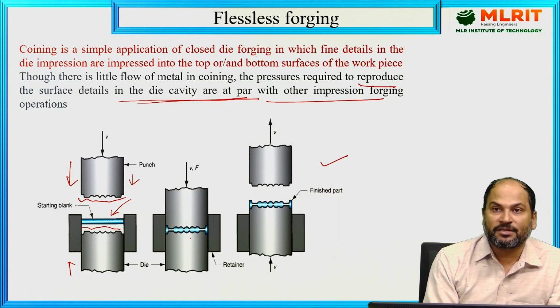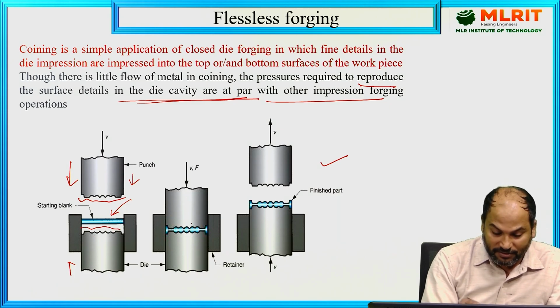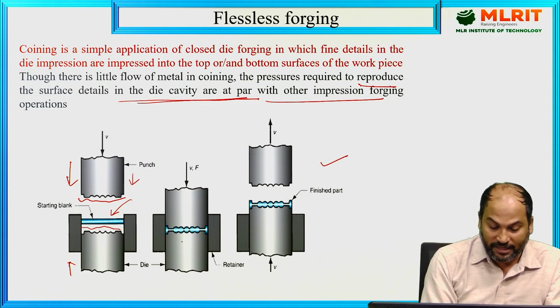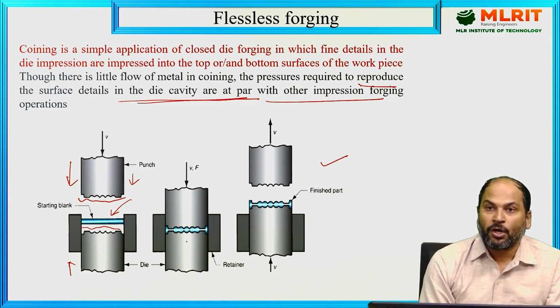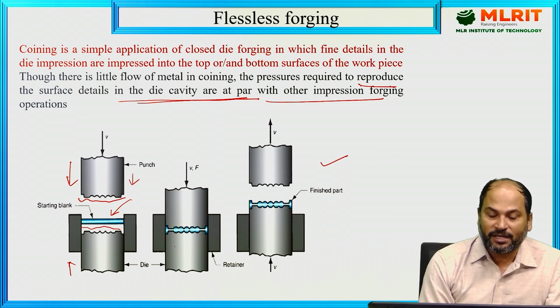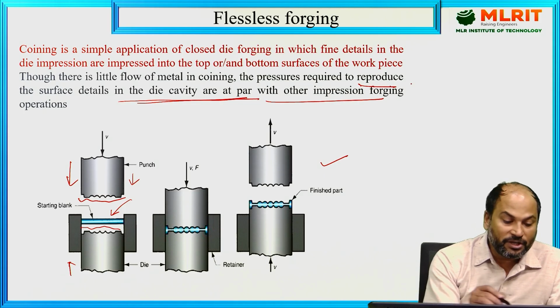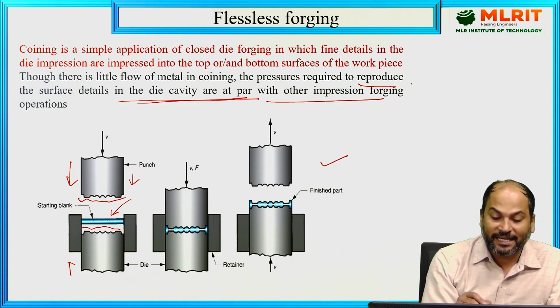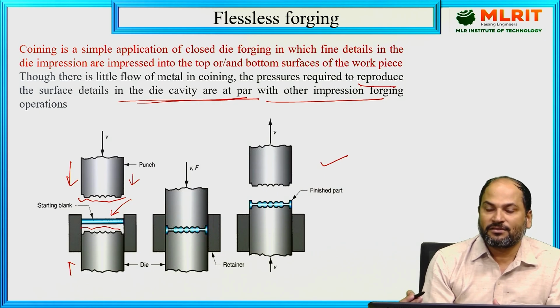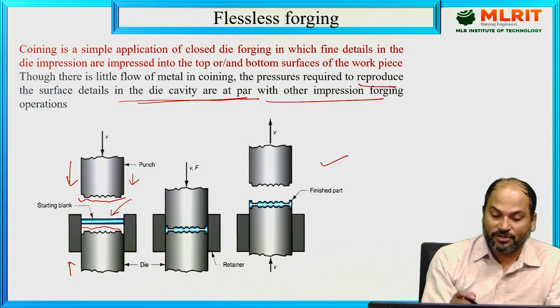in the workpiece. So this is our blank. Finally it is coming straight from both sides. So you can see here it has completely taken the shape of the die. Although material flow is very less, look at the impressions over there. Different impressions are there. That has been written here: reproduce the surface details in the die cavity at par with the other impression processes. Although material flow is very less, look at the impressions.